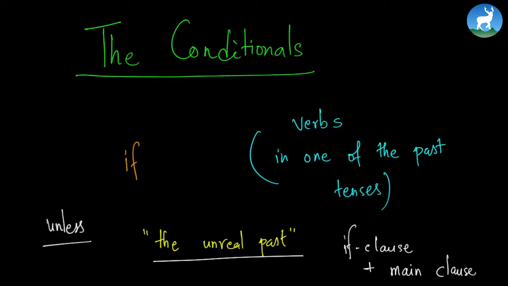We'll study all these things in detail. We'll study if clauses and main clauses and the use of unless, and also we will know why verbs in one of the past tenses is often called the unreal past, because we are in fact not talking about the past tense. We are only using the verbs in one of the past tenses, but in fact we are referring to the present condition, the present tense. That's why it's called unreal past. So let's study this in detail.